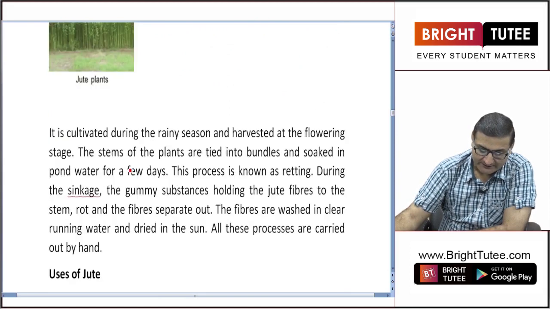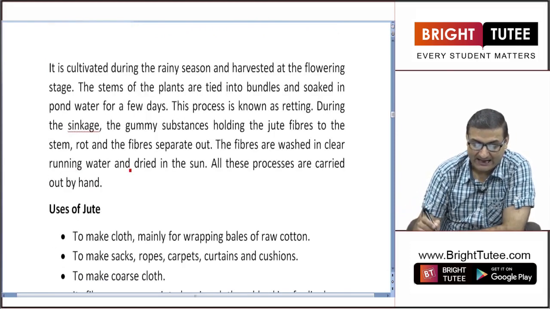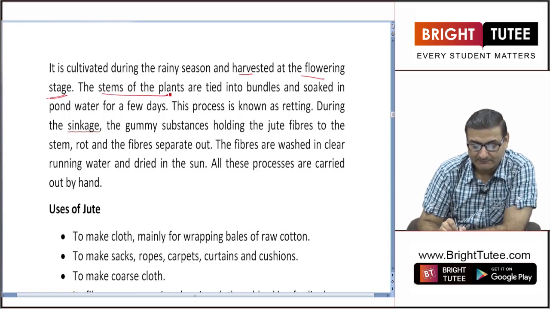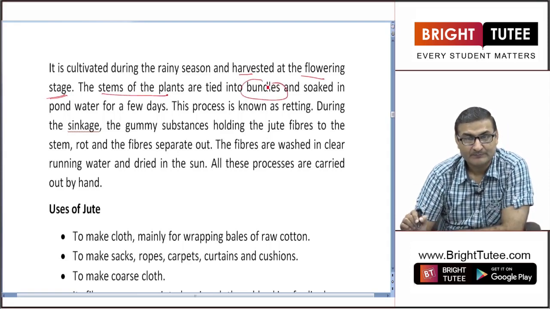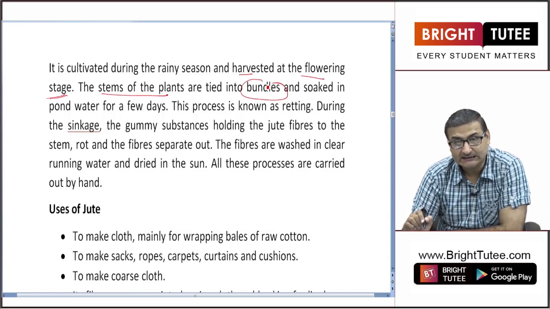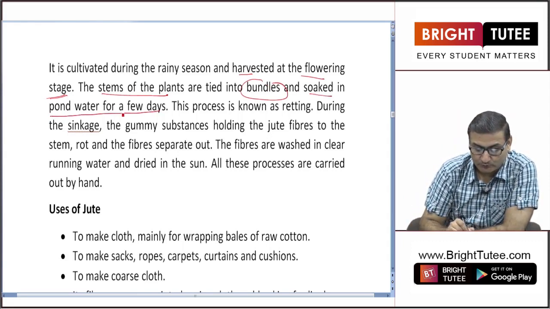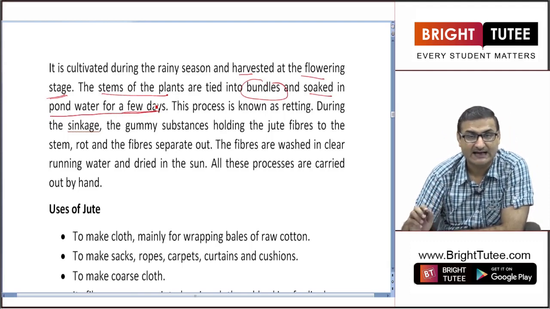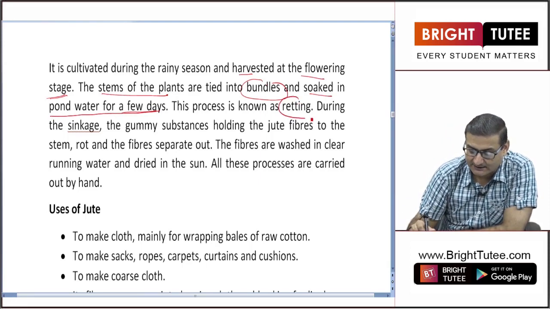Now we cultivate jute during the rainy season, and we harvest it at the flowering stage. Then the stems of the plants are tied into bundles, right? And then they are soaked in pond water for a few days. Now this is quite important because this process has a particular special name, that is known as retting.